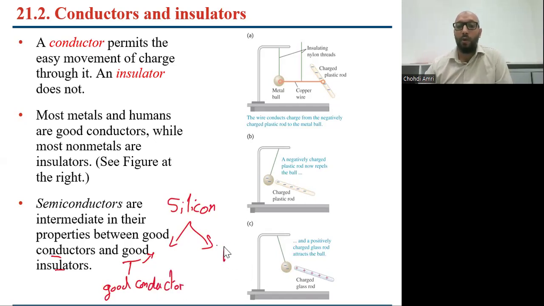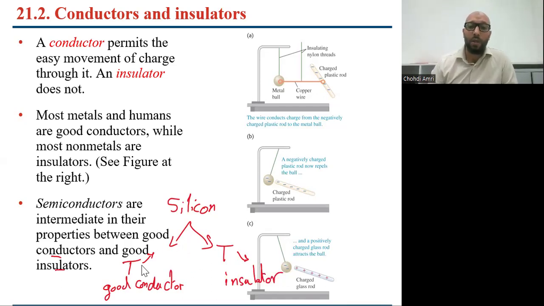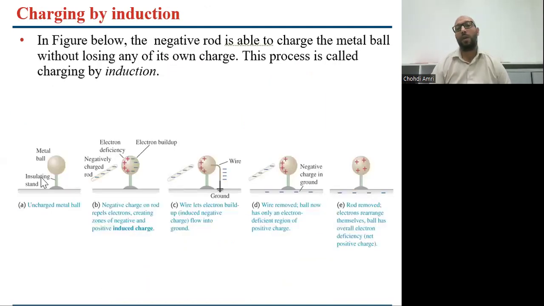However, at low temperature, the silicon is an insulator. Okay, so based on some condition, the semiconductors can be good conductors and can be good insulators. Now, after talking about charging by contact, we will talk about charging by induction.